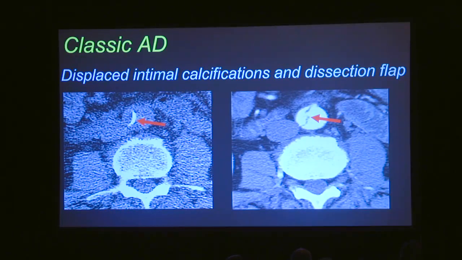This is an example of a non-enhanced scan where you can use the displaced intimal calcifications to suggest the diagnosis. You can see the intimal calcification is displaced towards the right, and the contrast-enhanced scan clearly demonstrates the intimal flap in keeping with a type B dissection.